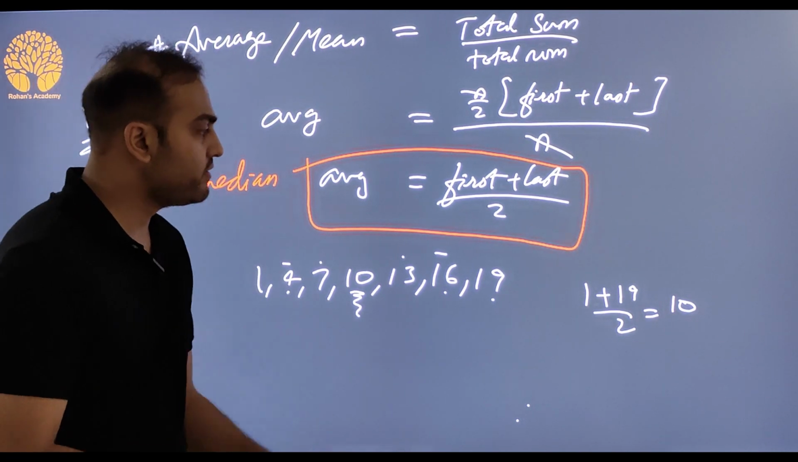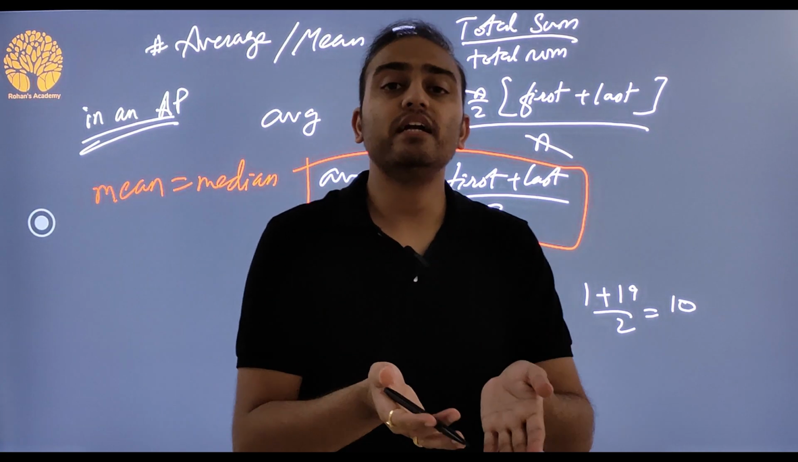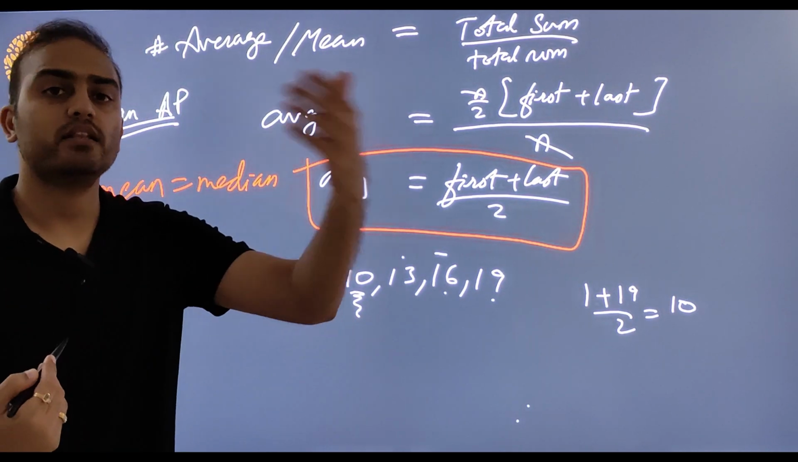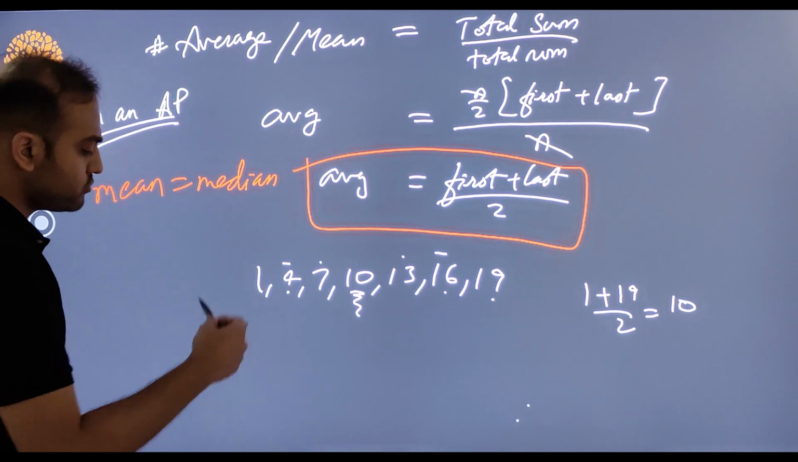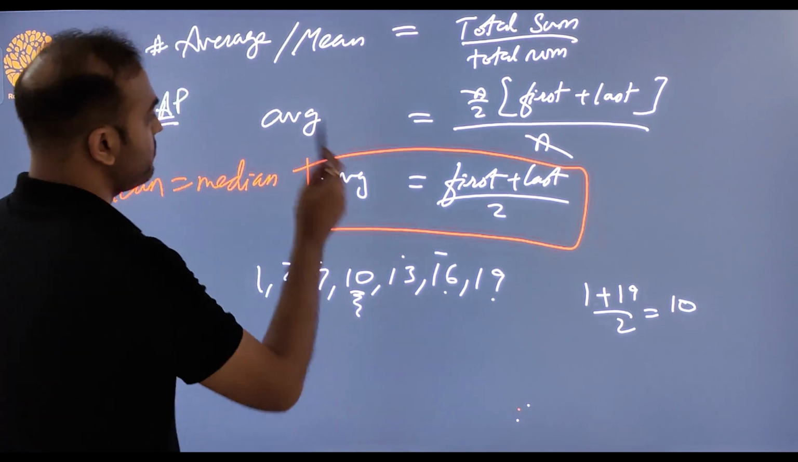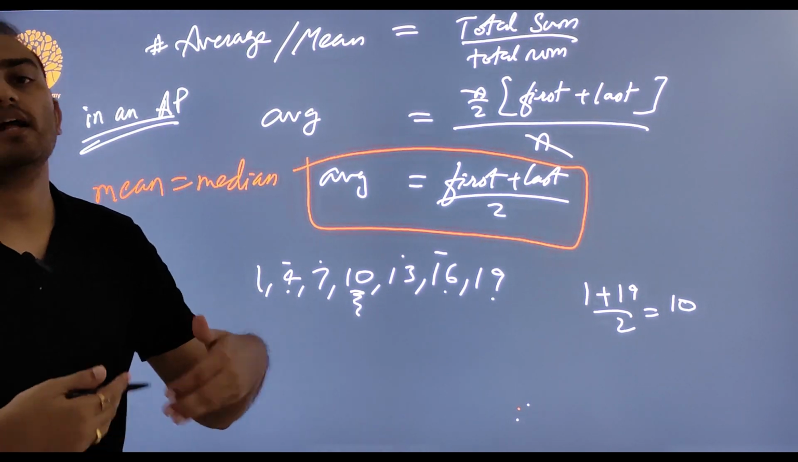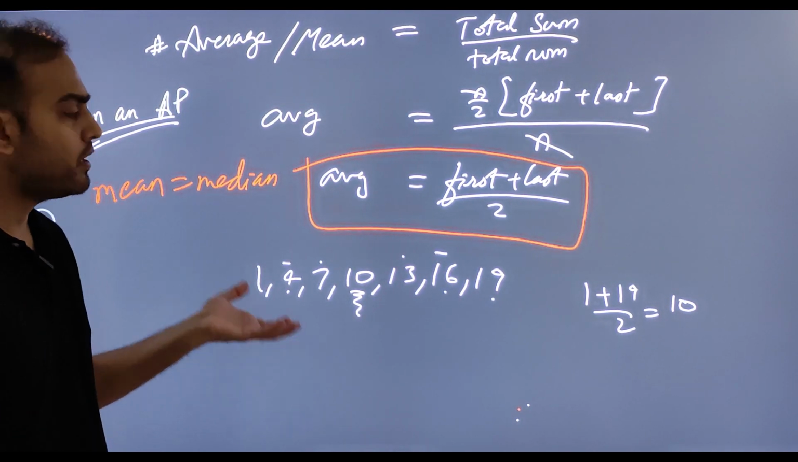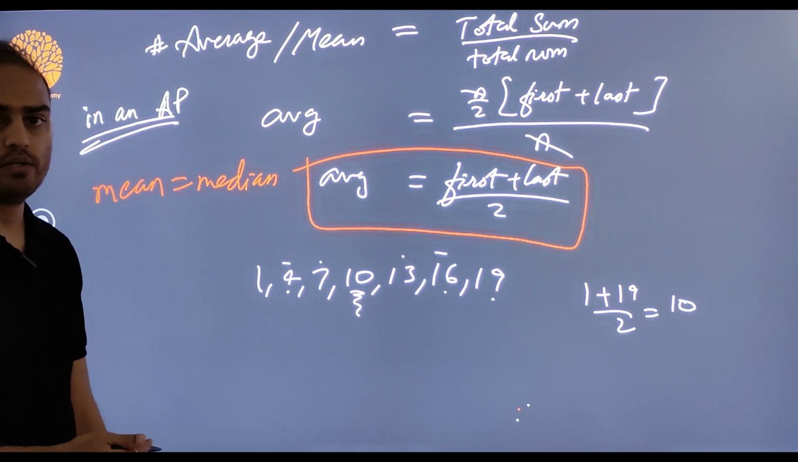So the point I am trying to make is that in an AP, mean and median are the same. That is, the average is your middle term itself. And the sum of first and last, second and second from last, third and third from last will remain constant. Based on this, what do we learn? If there are only two terms, average will become (a plus b) by 2. If there are three terms, average will become (a plus b plus c) by 3. Or if there are multiple terms, average can simply be (first plus last) by 2, as long as those terms are in AP.